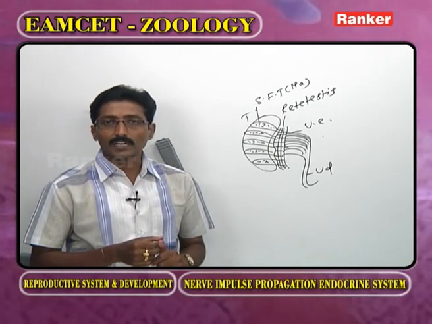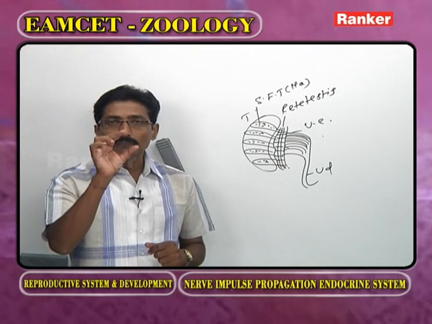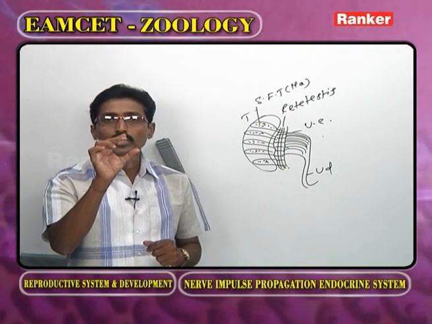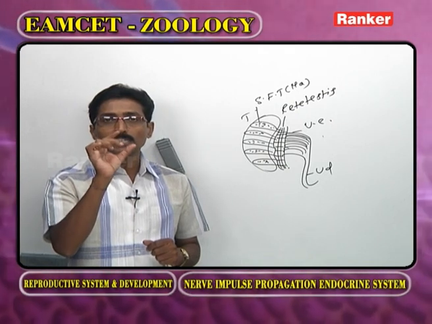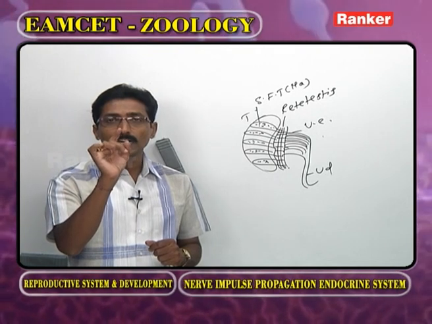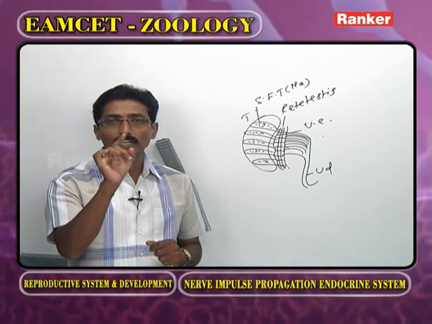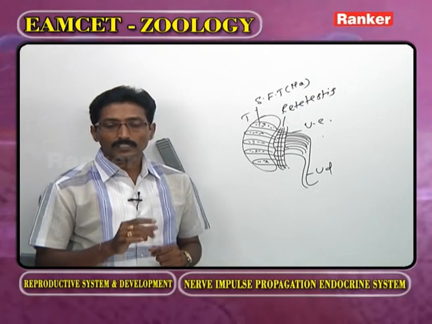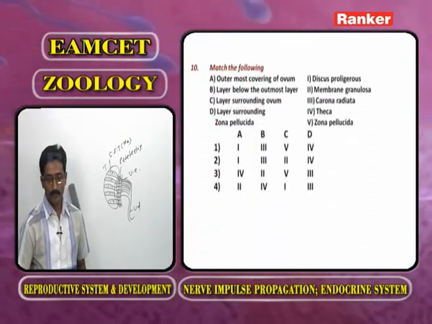What about ultrafiltration? Ultrafiltration occurs in the glomerulus. After ultrafiltration, what is the result? That we call RF. RF means the renal fluid. Now based on this, the answer is third. Now we go for the next question.